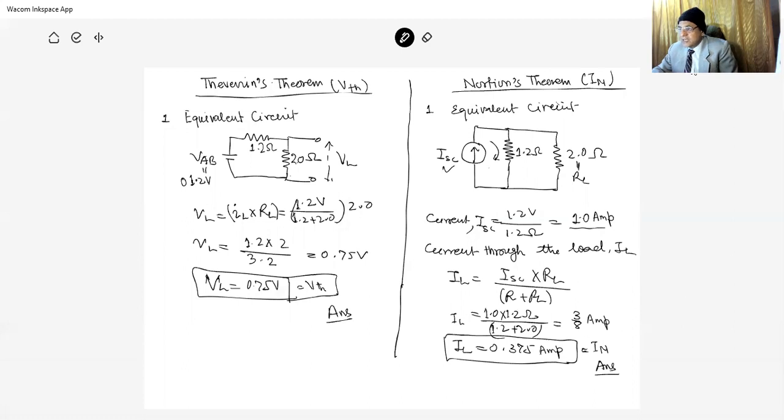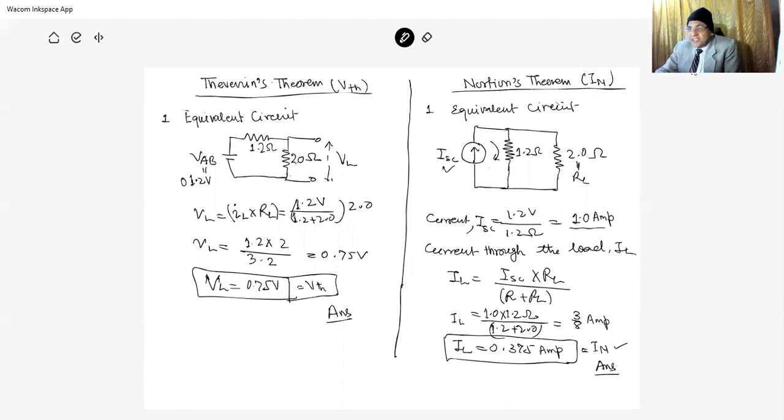So this is ISC into RL is the potential, and this potential drop is divided by these two resistances, that is 1.2 and 2 ohm. So this is 3 by 8 ampere. So the load current is 0.375 ampere, which is the Norton current as well.